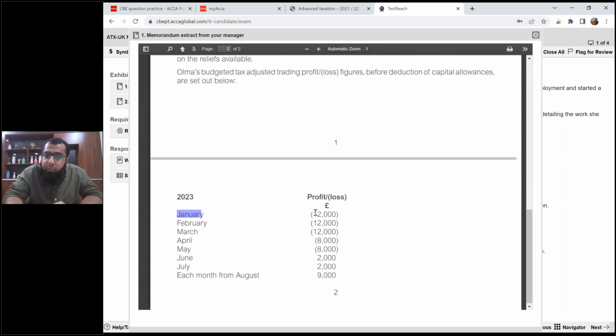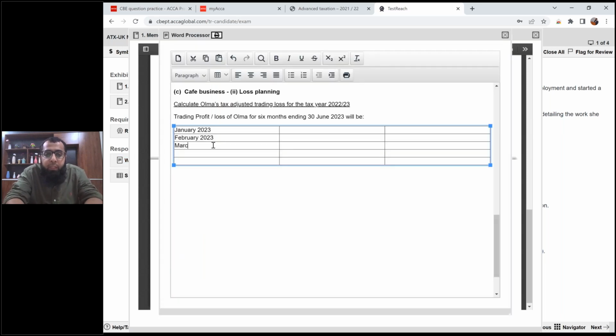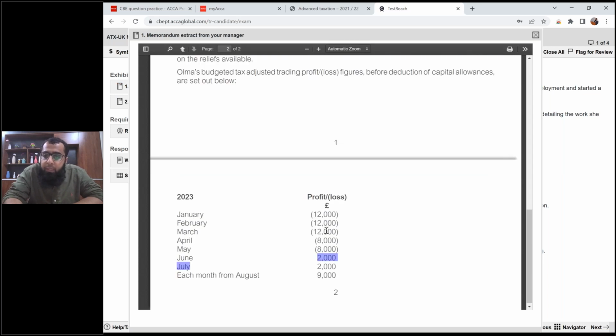In January, there is a loss of 12,000. In February, there is a loss. In March, there is a loss. In April, there is a loss. In May, there is a loss. And in June, there is a profit. So first calculate the accounting profit and loss figure. Okay. So January 23, February 23, March 2023, April 2023, May 2023, and June 2023. What are the profit and losses given? 12,000 in the first 3 months, then 8,000 in the next 2 months, and in June there is a profit. The first accounting period is till 30th June.